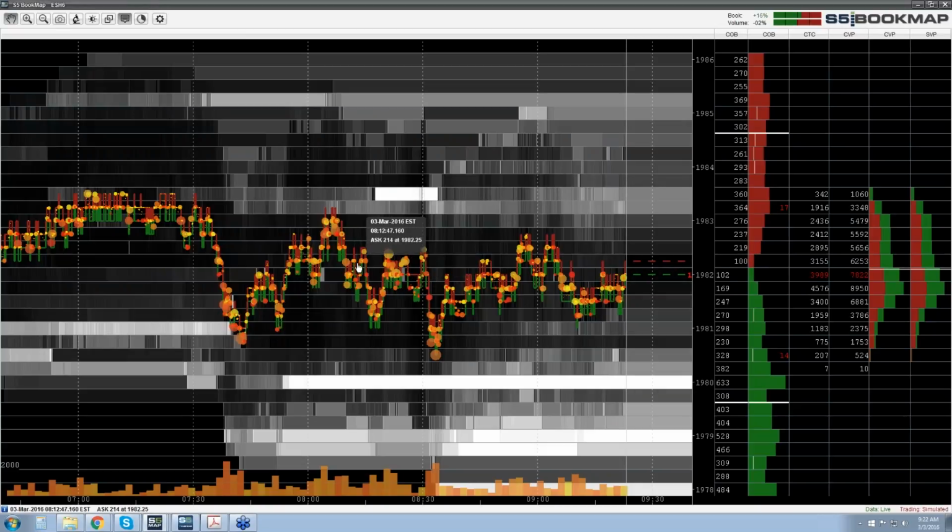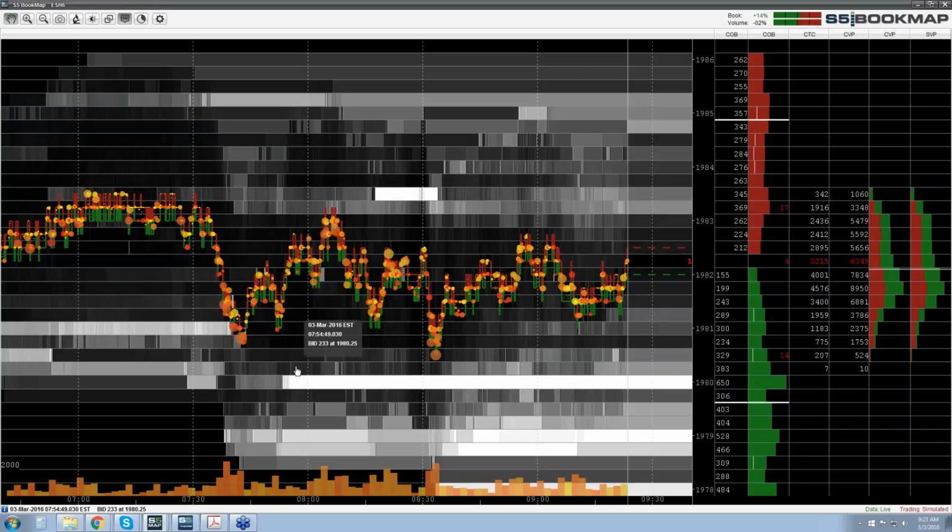Let's see here. The one distinction, a massive distinction between a footprint chart or any other sort of order flow tool that I've seen, is that we're showing you the book, we're showing you the liquidity. The traded volume is only half the picture here. You need to know where the traders are.